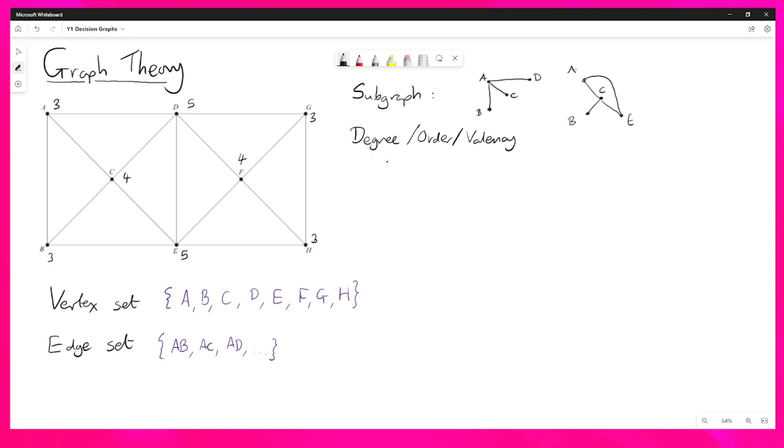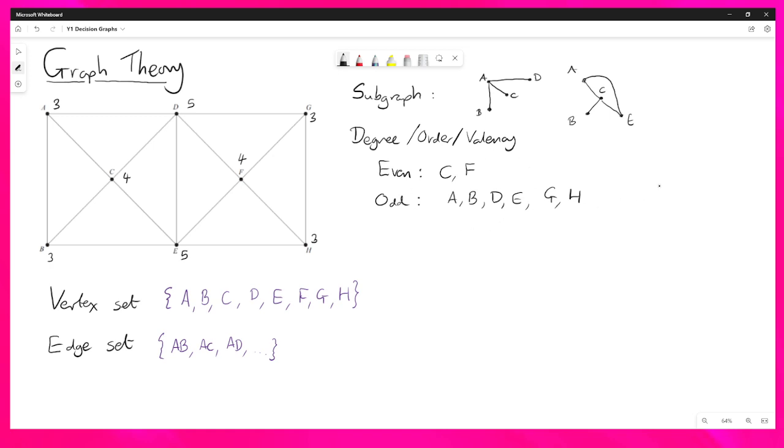If a vertex has even order, then it just means the order is an even number. So in this graph, C and F are the even vertices. The odd vertices are then A, B, D, E, G, and H. This concept is really important for an algorithm that's going to come up in a later video called route inspection. The order is as simple as that. It is the number of arcs incident to it.